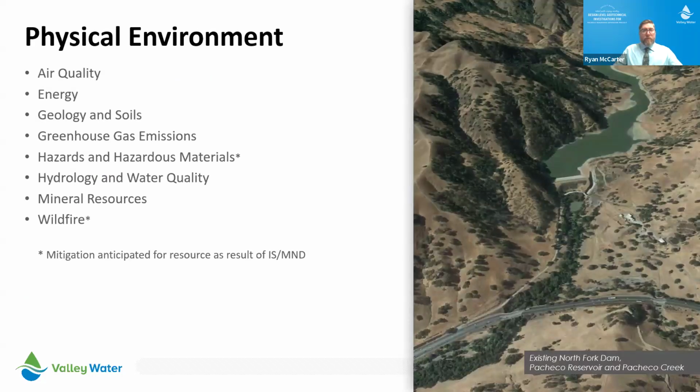Okay, so going through some of the resources that we're going to be analyzing for impacts. The physical environment resources, we listed them here: air quality, energy, geology and soils, greenhouse gas emissions, hazards and hazardous materials. This has an asterisk because we do anticipate some mitigation as a result of the initial study that was already performed. And then we also have hydrology and water quality, mineral resources, and wildfire. And again, that asterisk, you'll see this on several of the bullets as we move through the slides, has already been identified for potential mitigation.